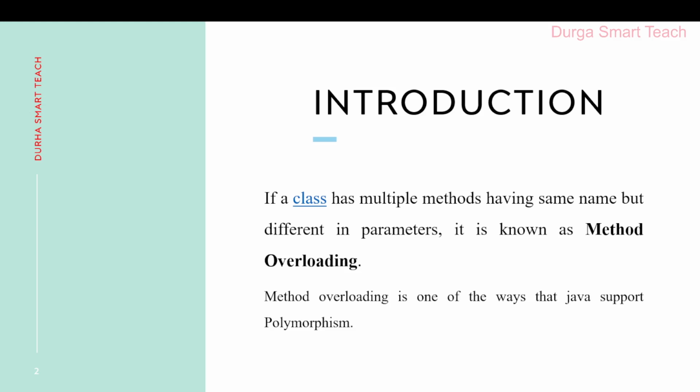Method overloading is nothing but multiple methods having the same name but different parameters. We all know parameters are nothing but inputs to the function. For example, if we want to perform an addition of two numbers, we need to pass two parameters. If we want to perform the addition of three numbers, we need to pass three parameters. So multiple methods having the same name but different numbers of parameters, that type of process is known as method overloading.